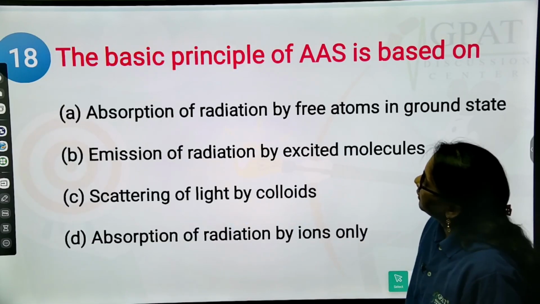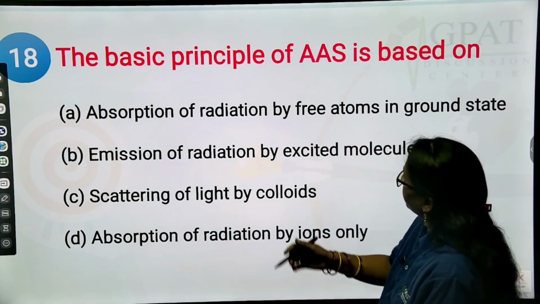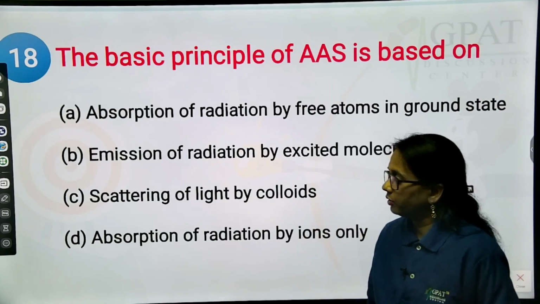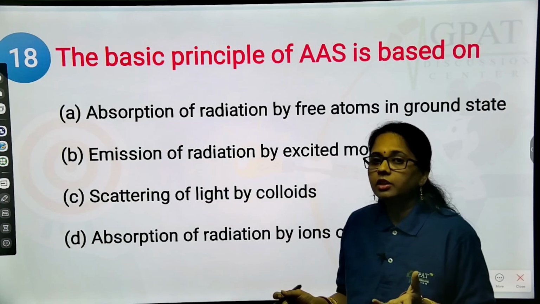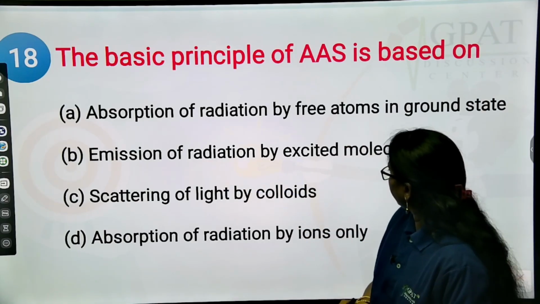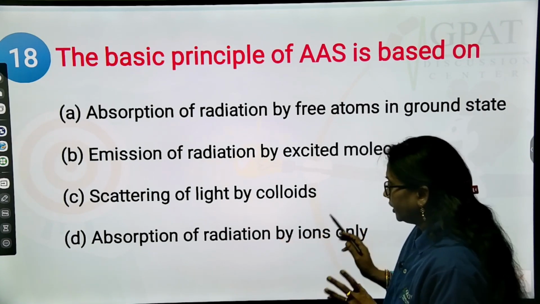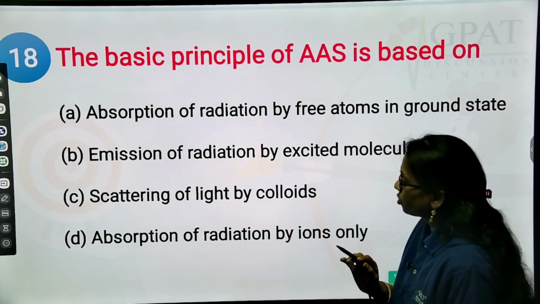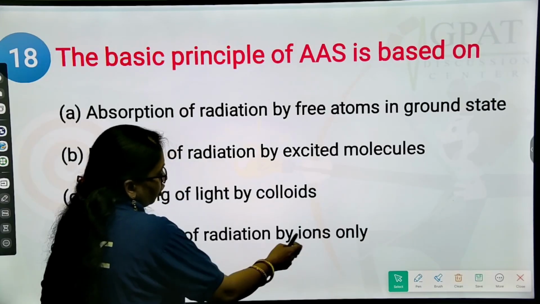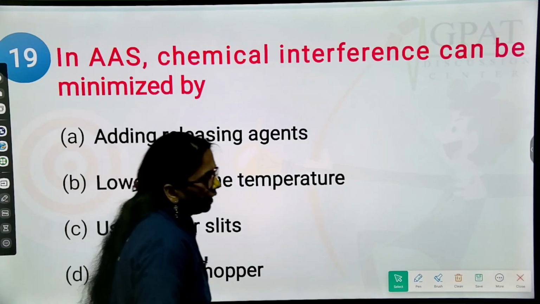Next, the basic principle of AAS, the principle involved in atomic absorption spectroscopy. Let us see the options. Absorption of the radiation by the free atoms in the ground state. Yes, right. When free atoms are in the ground state and we give the energy, excitation takes place. Emission of the radiation by the excited molecules? No, emission is not taken. Scattering of the light, no way. Absorption of the radiation by the ions only? No, absorption of the radiation actually takes place by the atoms, not by the ions. Ions they finally form. So obviously A is going to be the right answer.